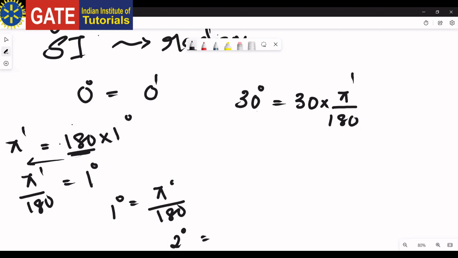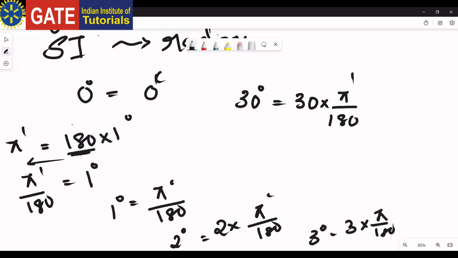2 into pi by 180. Right? If you have to find for 3 degree, it will be what? 3 into pi by 180 radians. Okay, you can write this radian like this, just like the C over there, then you won't be confused. So if you have to get what is 3 degree, then what will you do? 3 into pi by 180 radians.